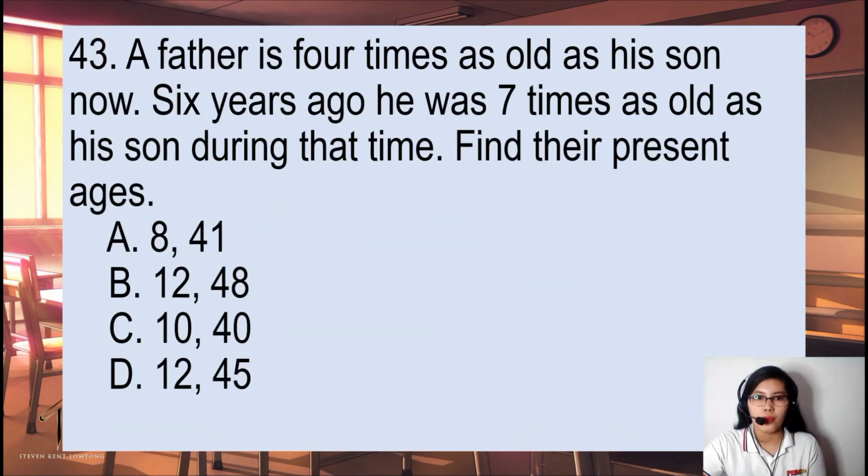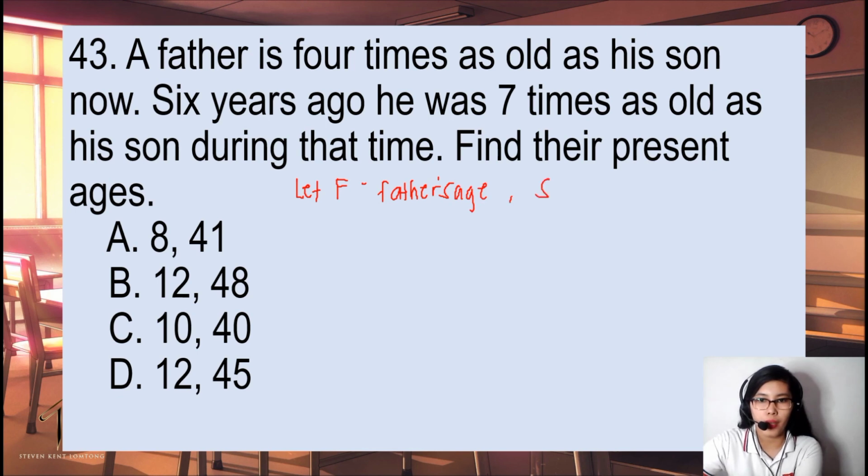Okay. Now let us apply that concept in this problem. A father is 4 times as old as his son now. 6 years ago, he was 7 times as old as his son during that time. So find their present ages. Now let us let the father's age be f and the son's age be s.